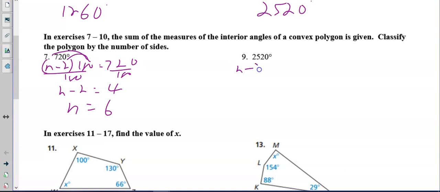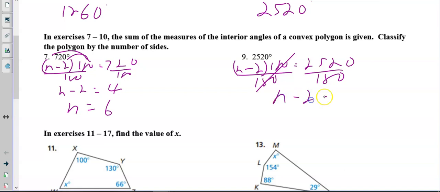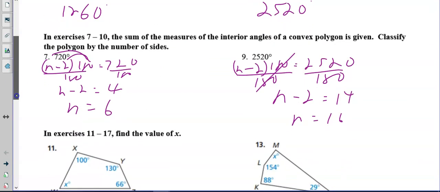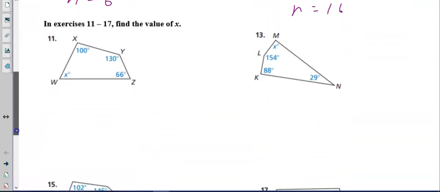So again, we have n minus 2 times 180 equals 2520. Just dividing by 180, that's 14. And when you add 2, you get a 16-sided figure. Which, if you notice, number 5, 16 and 2520, this is just working the opposite direction.